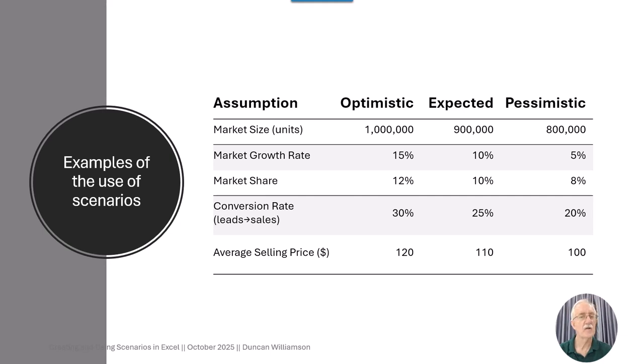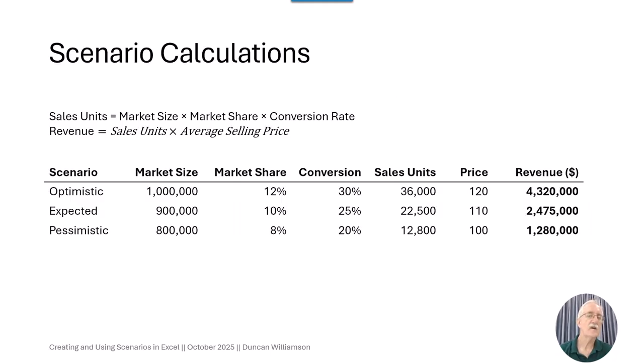So here's the table of those metrics already set out. These are the inputs, and we'll apply them in the way that you might expect. For example, using these, what I've called here, scenario calculations. Sales units equals market size times market share times the conversion rate. And revenue equals sales units multiplied by the average selling price.